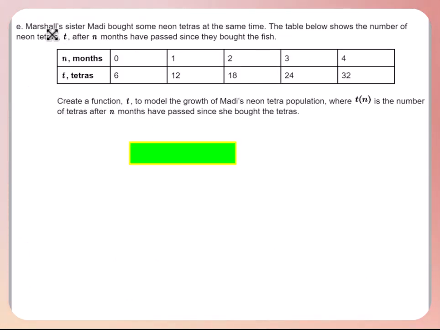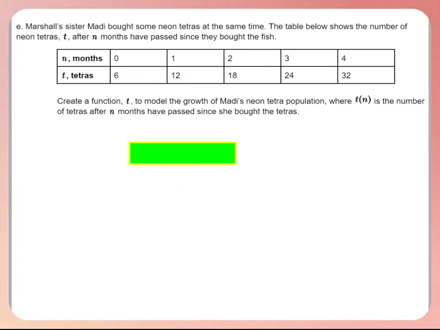All right, part E says Marshall's sister Maddie bought some neon tetras at the same time. The table below shows the number of neon tetras T after n months. So this is the second equation. And let's see what happens with the tetras. We're going from 6 to 12, so it looks like we're multiplying by 2. But if I multiply by 2, I don't get to 18. So that multiplying is not working.